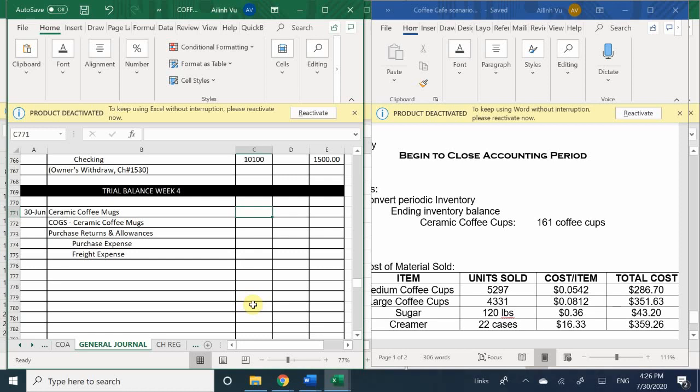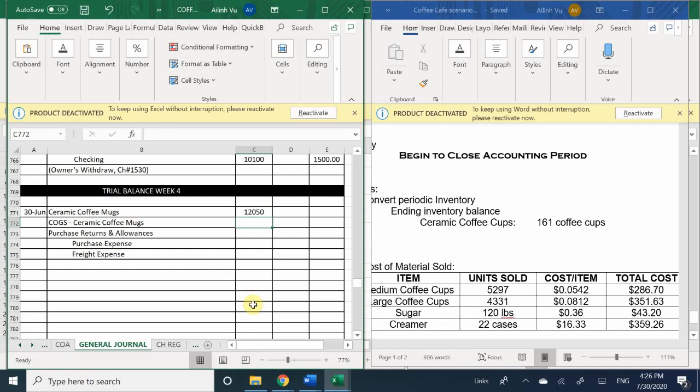So, ceramic coffee mugs, what is it? I believe it's 12015. No, it's 40150. No, that's the cost of goods. That's the sale of it. 12050. Okay. What is the cost of goods sold for the coffee mugs?